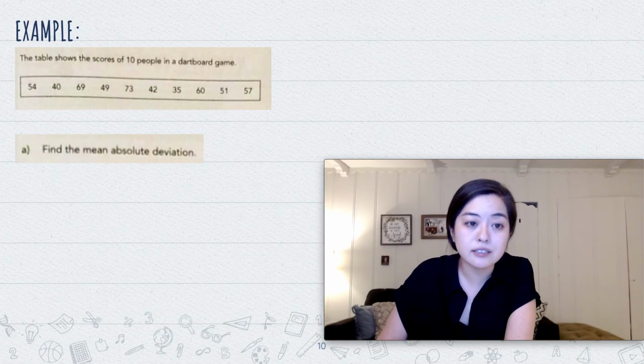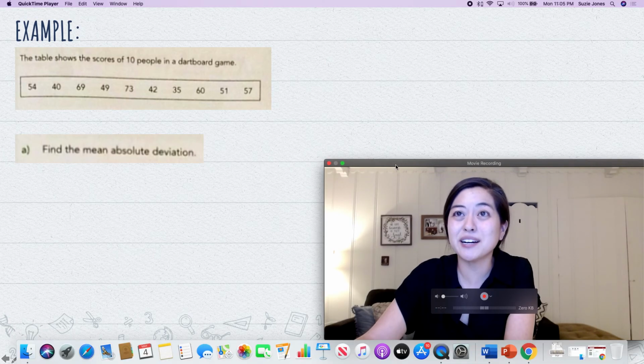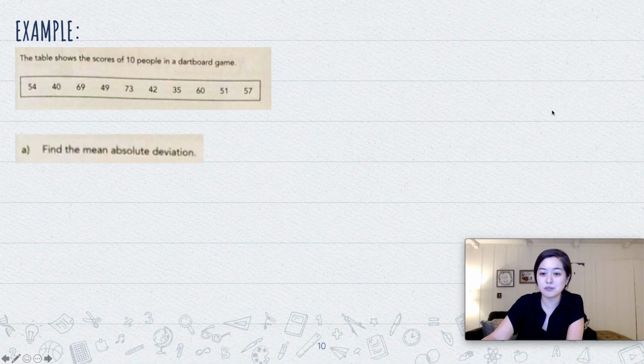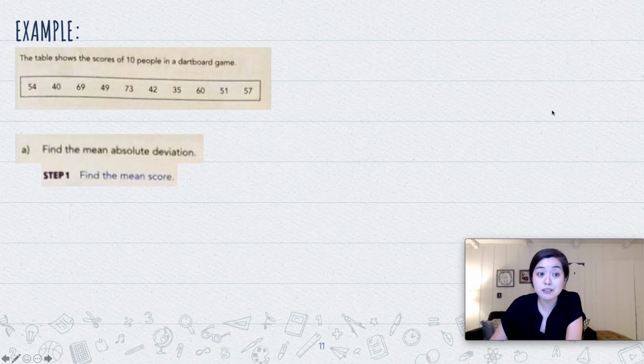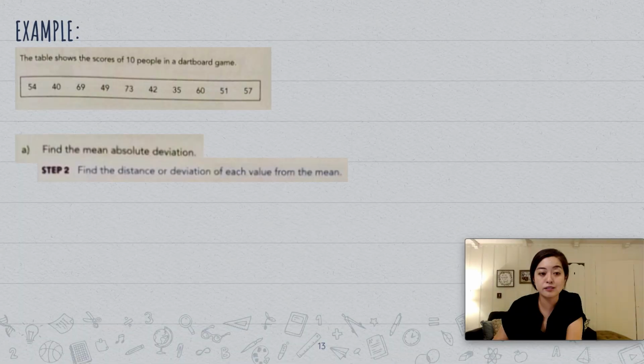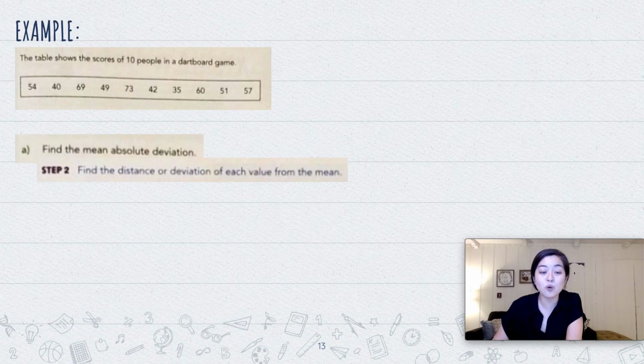First things first, let me minimize my screen because I think I might cover up some items that will be shown. We're going to find the mean score of the data, and you know how to find the mean score: it's the average. We add up all these data values and divide by the total number of values, which is 10. That becomes 53. So that's the mean. To find the mean absolute deviation, your first step is to find the mean. Your second step is to find the distance, or deviation, of each value from the mean.